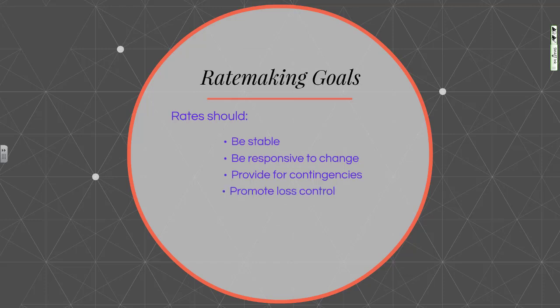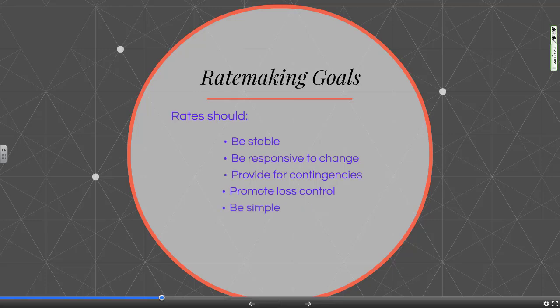Rates should also promote loss control. For example, rates might be discounted for things like using fire suppression systems, training your employees, and of course, for past loss experience. Rates should also be simple. It's important for rates to be simple enough to be able to explain to policyholders. Especially when it comes to producers, policyholders want to know why their rates have gone up. So rating factors should be generally understandable to policyholders.